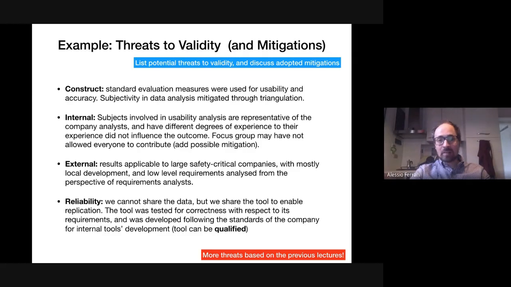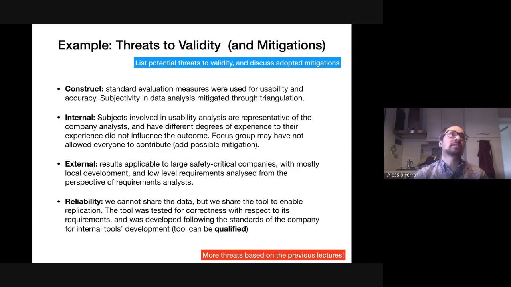Internal validity in our example is that the subjects involved in usability analysis can be discussed as representative of the company analysts and have different degrees of experience, and their experience does not influence the outcome, because I've selected people with different experiences and with different background. Or I can admit that there is a threat due to the selection, and a different outcome may occur if I select different people. And this needs to be admitted in the internal validity section.